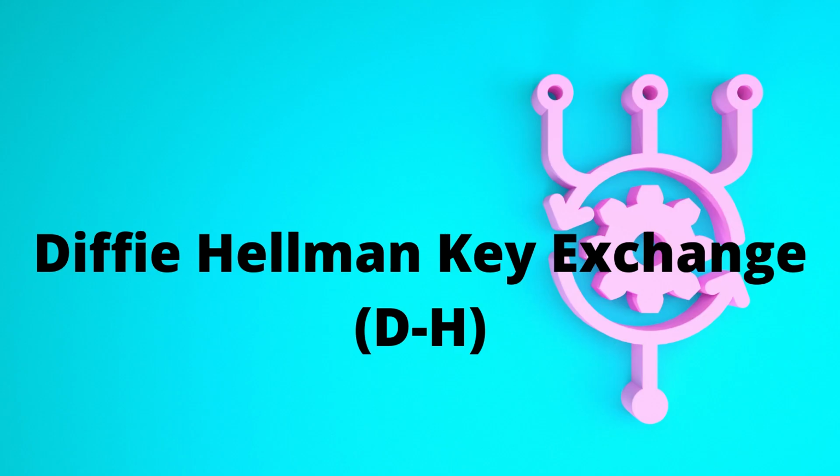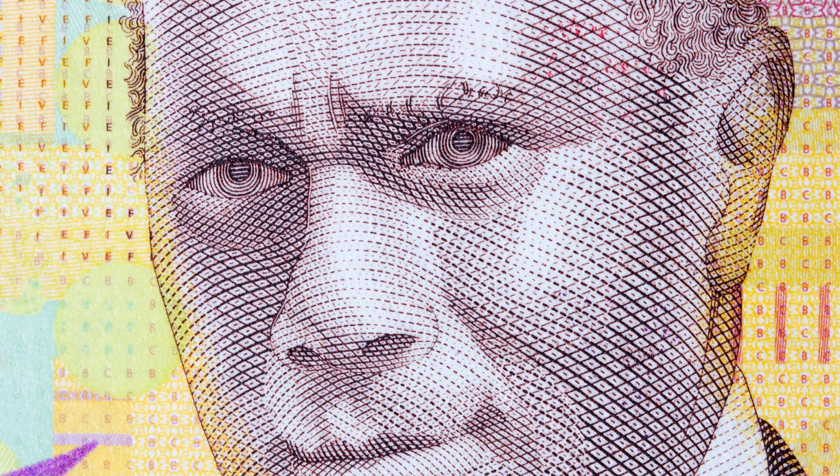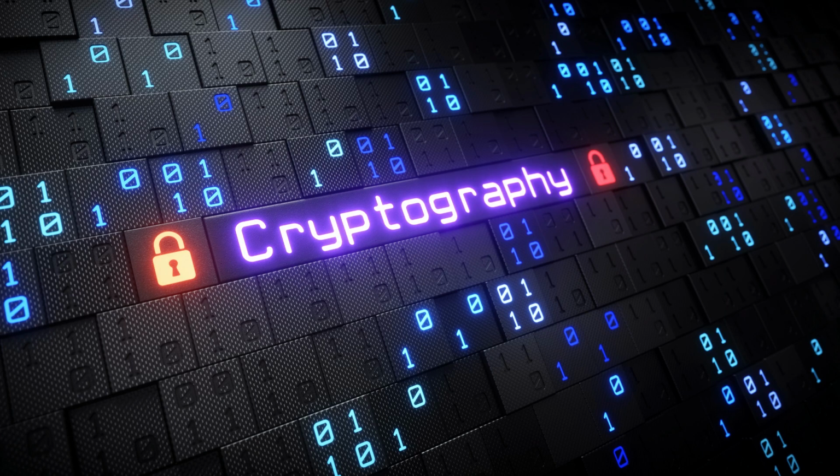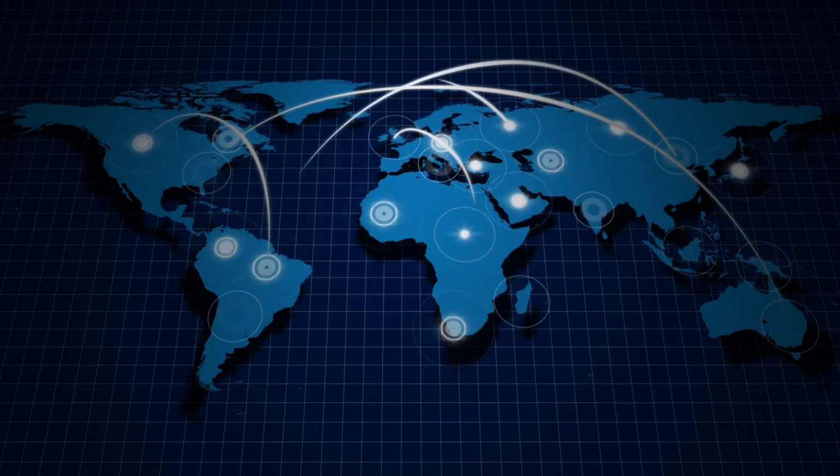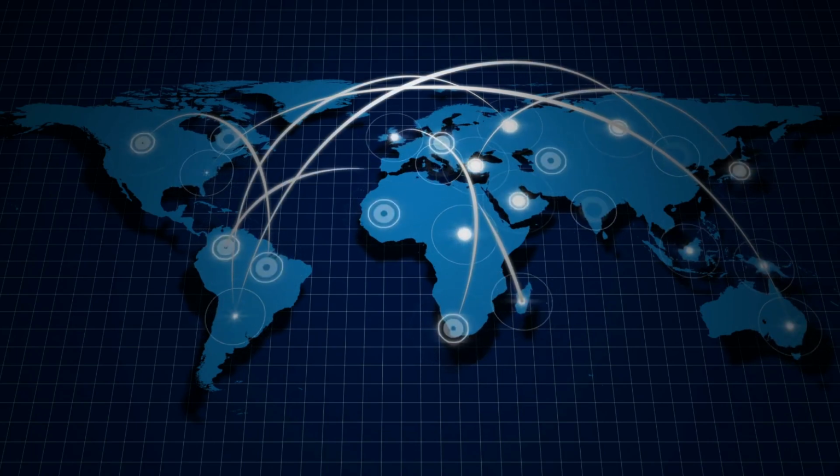Diffie-Hellman key exchange. Whitfield Diffie and Martin Hellman discovered the Diffie-Hellman key exchange algorithm. It is a technique for exchanging cryptographic keys securely over a public network and was the first specific example of public key cryptography. It enables two users to exchange a secret key over an untrusted network. These two users do not need any prior knowledge about secrets shared between them.